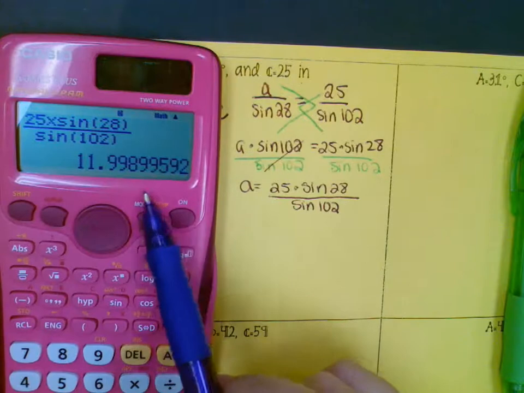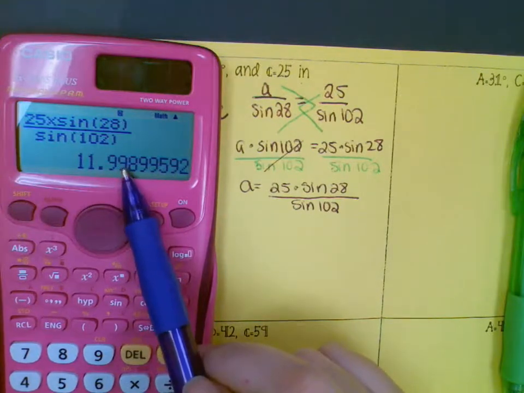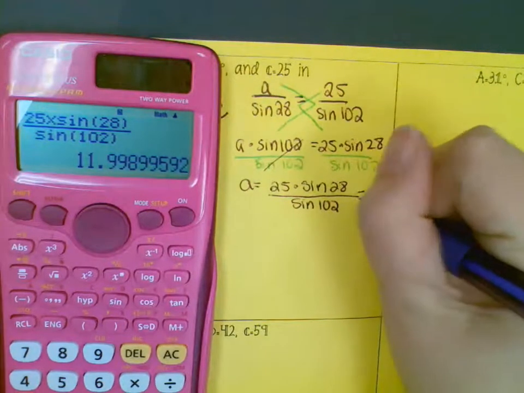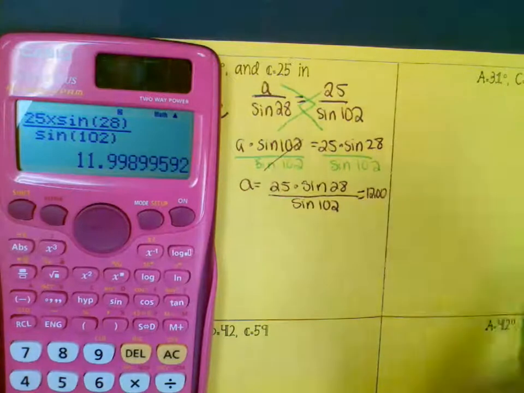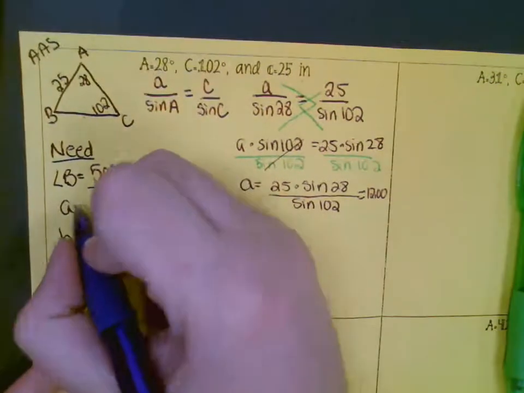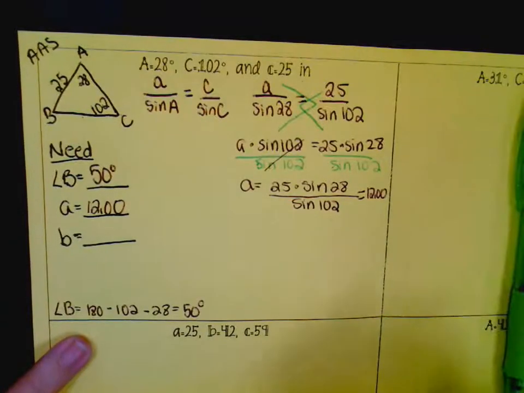11.998999959. So if we're rounding to two decimal places, that 8 is going to bump the 9 to a 10, which bumps that one to a 10, which bumps that to a 2. So A would be 12.00. Since we round to two decimal places, we still have to put those as placeholders. So that would be for A.